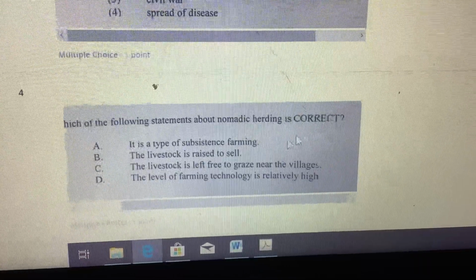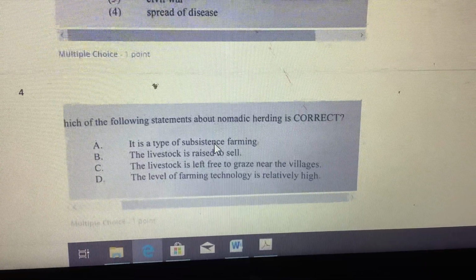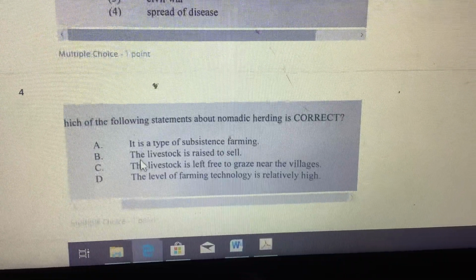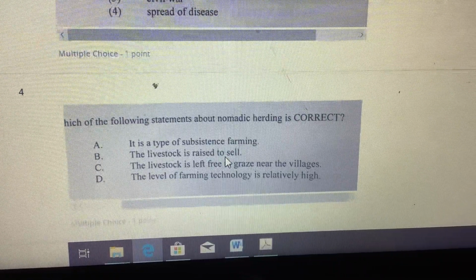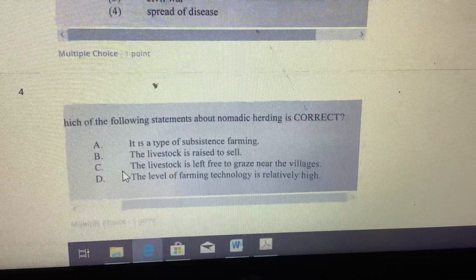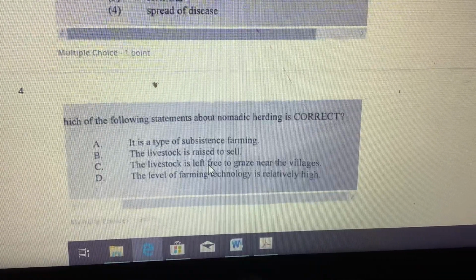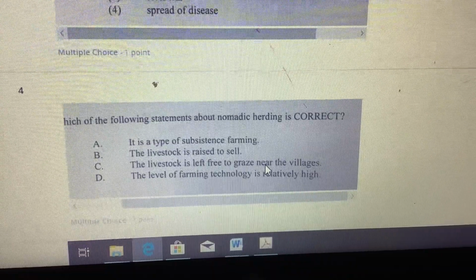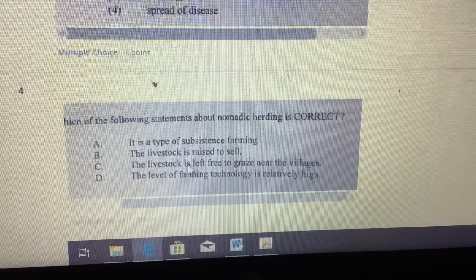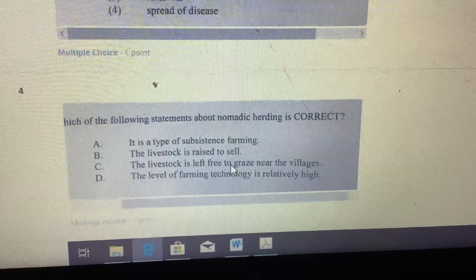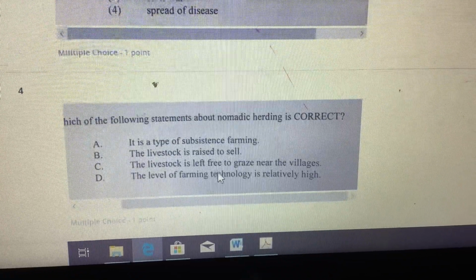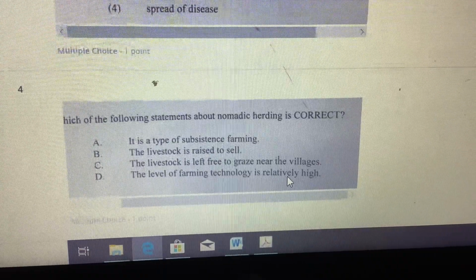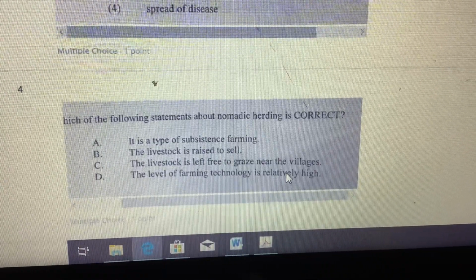Which of the following about nomadic herding is correct? Subsistence, right? Because nomadic herding is always not to sell for money. How about number B? Wrong. Is the livestock totally not going to have any control? No, because at least we will have a man to look after them. So C is not correct. Number D is definitely not correct. Nomadic herding is low technology, not high technology.